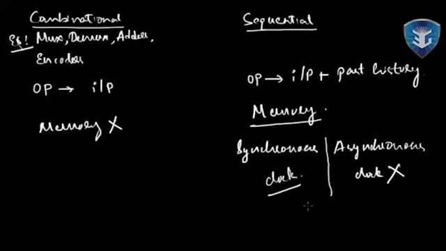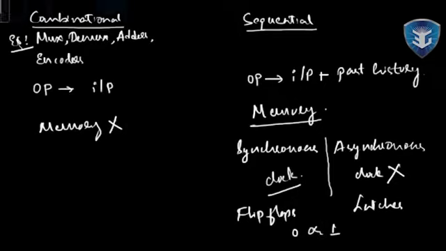The best examples for synchronous sequential circuits are flip-flops, and the examples for asynchronous sequential circuits are latches. Both flip-flops and latches are used to store either 0 or 1. So these are the memory units. They are used in sequential circuits.